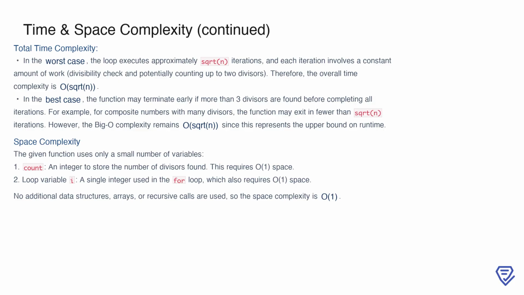Shifting to space complexity, the function only uses a few variables: count, which tracks the number of divisors, and the loop variable i. Each of these is a single integer, requiring constant space. Since no additional data structures or recursion are used, the space complexity is O(1).